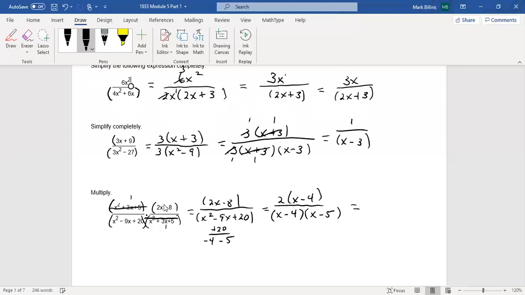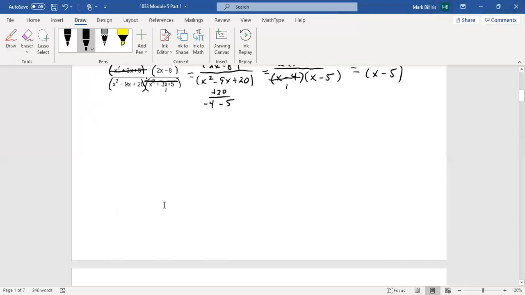Our last step is to reduce. Both the numerator and denominator have factors of x minus 4. So in my numerator, I'm left with 2 times 1, which is 2, over 1 times x minus 5, which is simply x minus 5. So again, practice the shortcut. It's going to make these problems very easy, or I shouldn't say very easy, but simpler for you to reduce, and they'll take a lot less time.